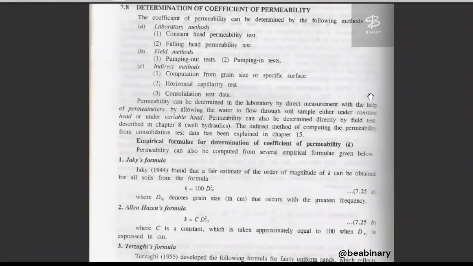Now the next is determination of coefficient of permeability. कैसे हम determine कर सकते हैं coefficient of permeability in the lab. So coefficient of permeability can be defined by the following methods. First one is laboratory method, and second one is field method, and the third one is indirect methods.